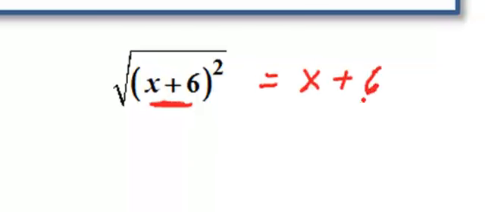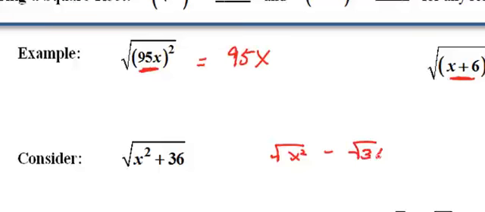Looking at this one, notice we cannot break it apart. We do not get to say that's the square root of x squared plus the square root of 36. We can't say that. We cannot break apart addition or subtraction. There's really nothing we can do with this. So this cannot be simplified.